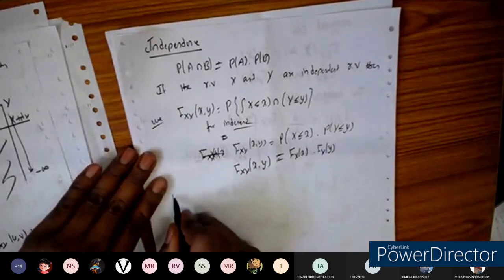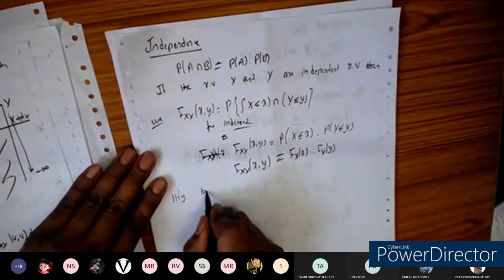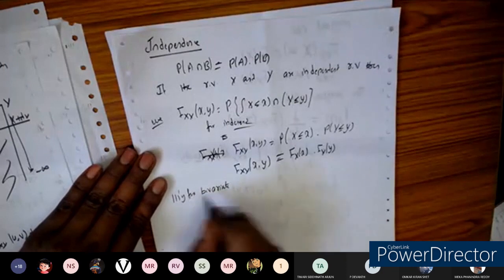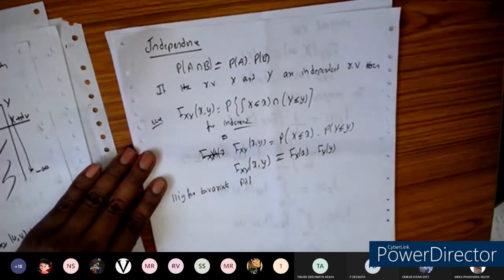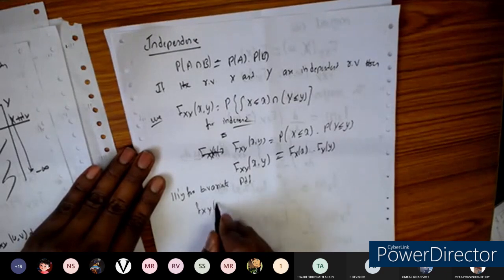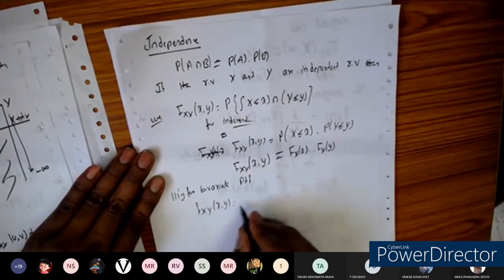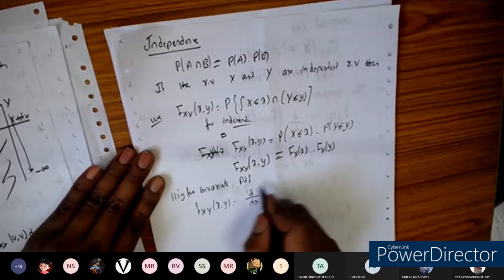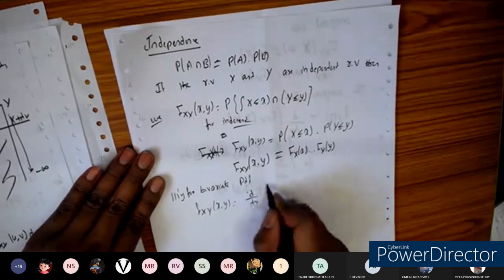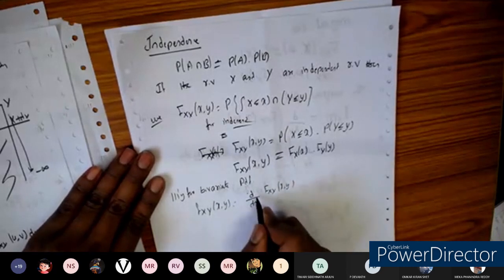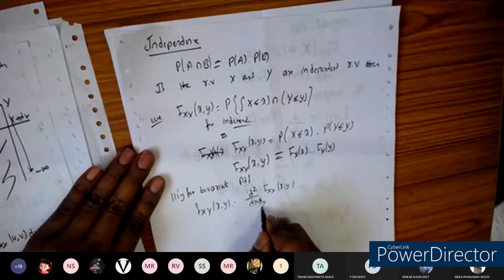Similarly, we can extend this concept for the bivariate PDF. The PDF is nothing but the derivative of the cumulative distribution function. So it is given by the partial derivative, d squared by dx dy, of F_XY(x, y).